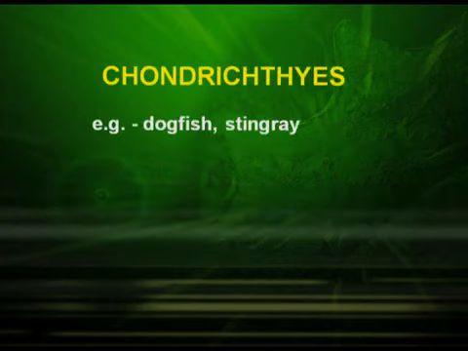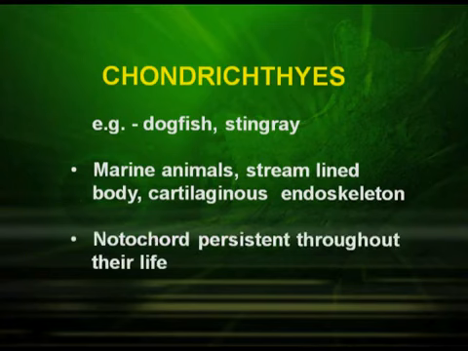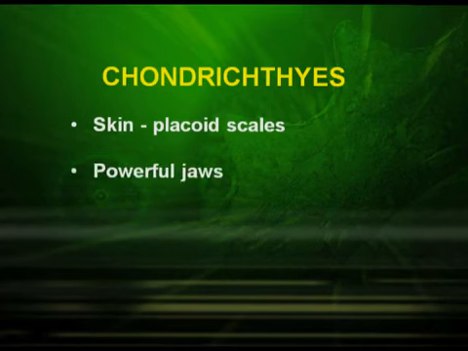Chondrichthyes. Dogfish and stingray, they come under Chondrichthyes. They are marine animals with a streamlined body and cartilaginous endoskeleton. The notochord is persistent throughout their life. The skin is made up of placoid scales and they have a very powerful jaw.